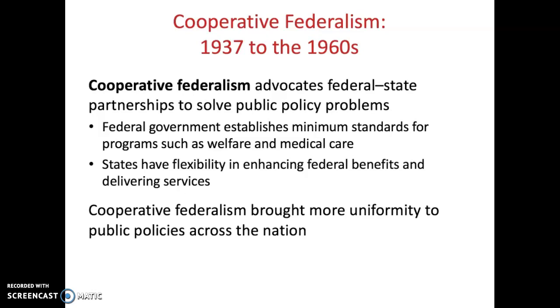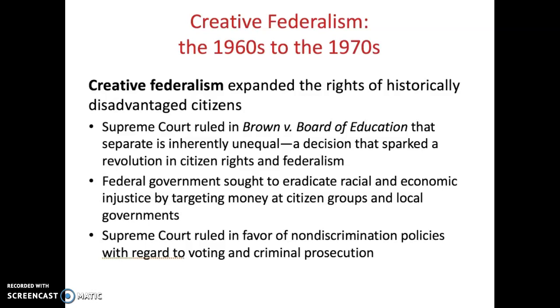Cooperative federalism, such as the interstate highway system, brings together the federal government and states to act as partners in solving public policy problems. Creative federalism expanded the rights of historically disadvantaged citizens in the 1960s through the 1970s.